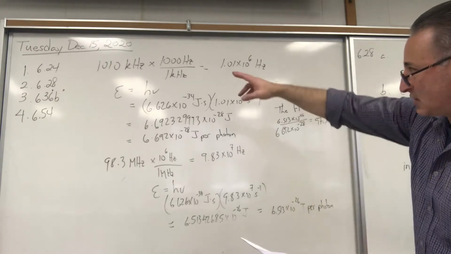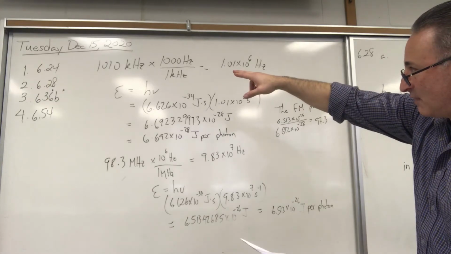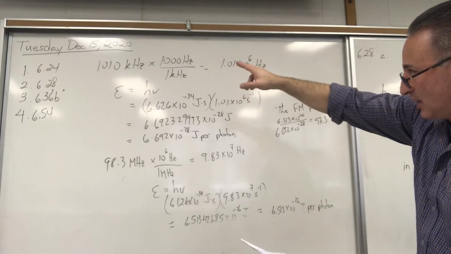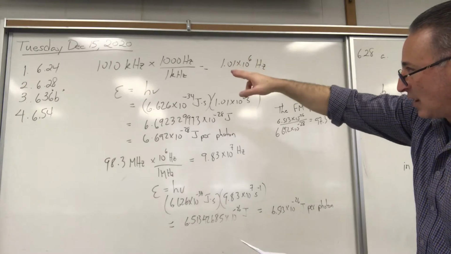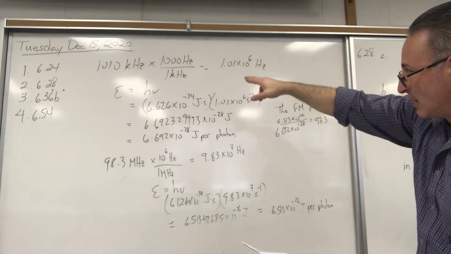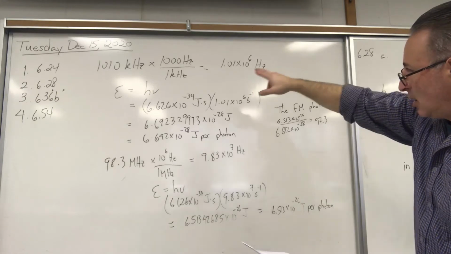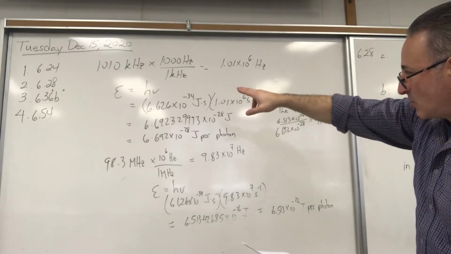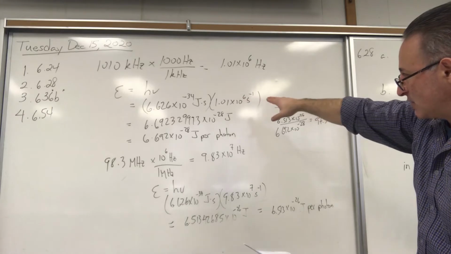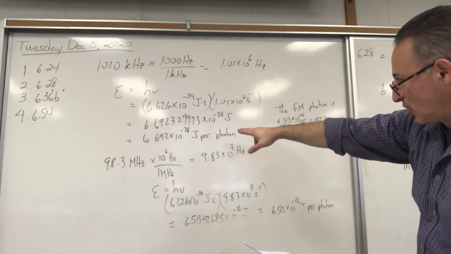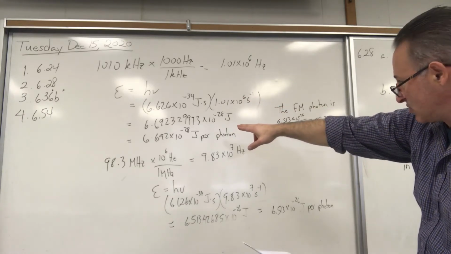What I've done here is I've converted the frequency, in the first case, of the AM photon, 1010 kilohertz, multiplied by 1000 hertz per kilohertz gives you 1.01 million hertz. Then I entered it into the Planck equation. There's Planck's constant times the frequency gives you the energy of 1 photon. I put it to 4 significant figures.